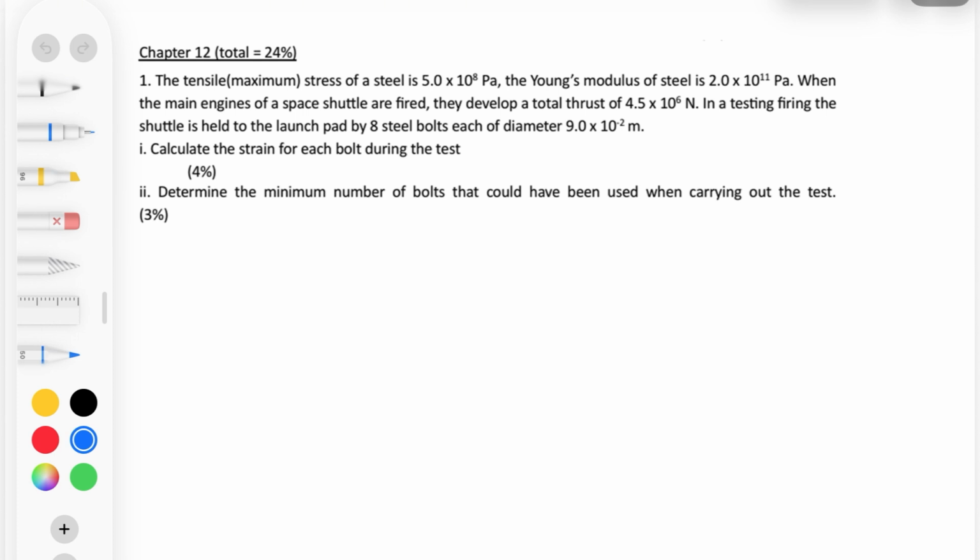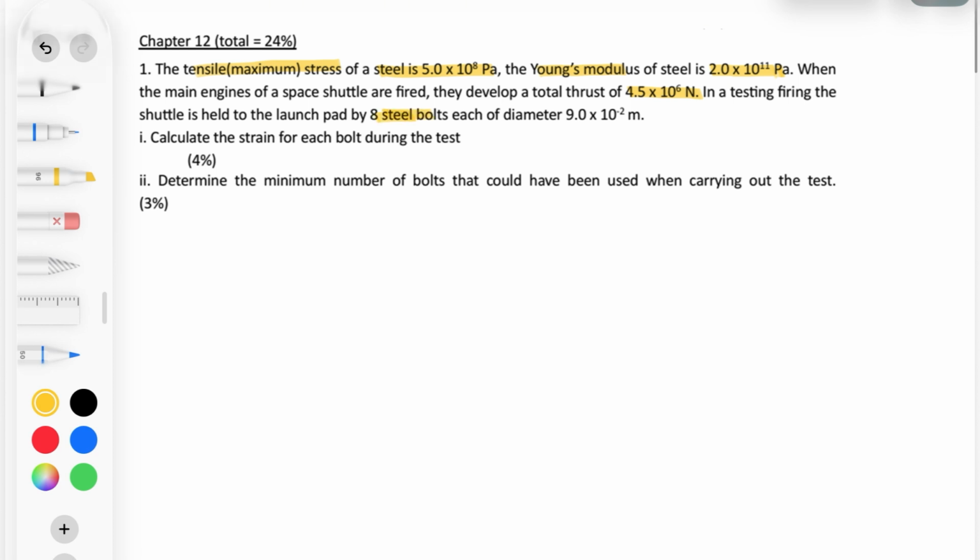Question number one states that the tensile maximum stress, meaning the maximum stress a steel can handle, is 5.0 times 10 to the power of 8 Pascal. The Young modulus of steel is 2.0 times 10 to the power of 11 Pascal. When the main engines of a space shuttle are fired, they develop a total thrust of 4.5 times 10 to the power of 6 Newton. In a test firing, the shuttle is held to the launch pad by 8 steel bolts, each with a given diameter. Calculate the strain.